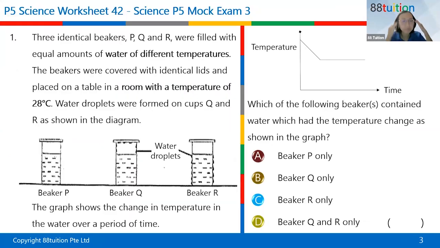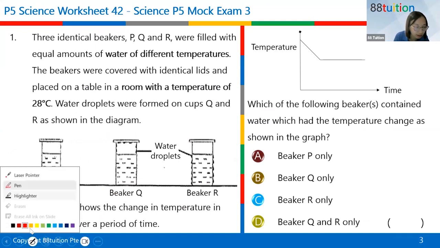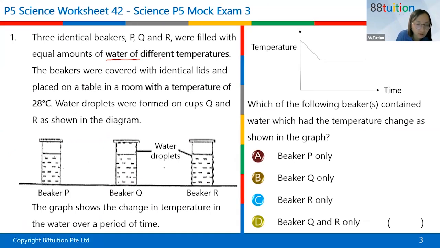All right, so question 1. We have 3 identical beakers. Identical means they're the same size, same type of beakers. Beaker P, beaker Q, beaker R. They were all filled with equal amounts of water of different temperatures. Maybe some is room temperature water, some is hot water, some is cold water. Then the beakers were covered with identical lids, which means the covers, and placed on the table.